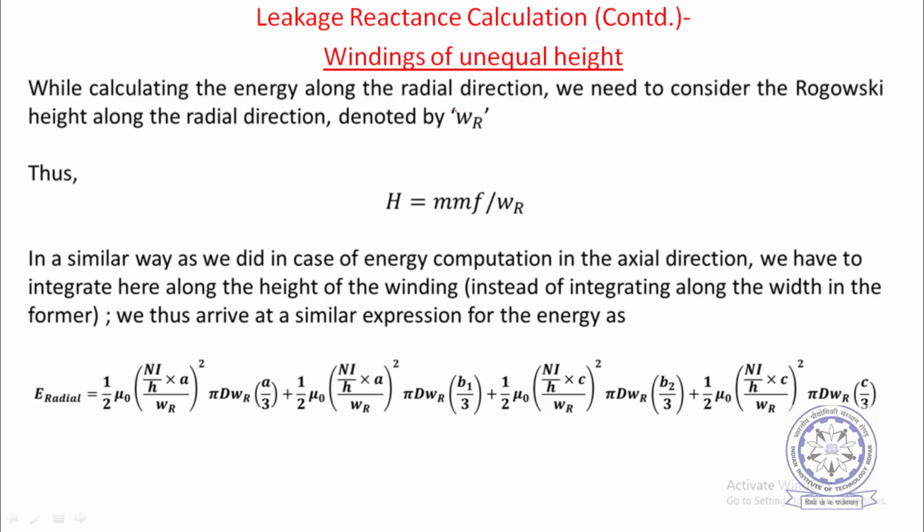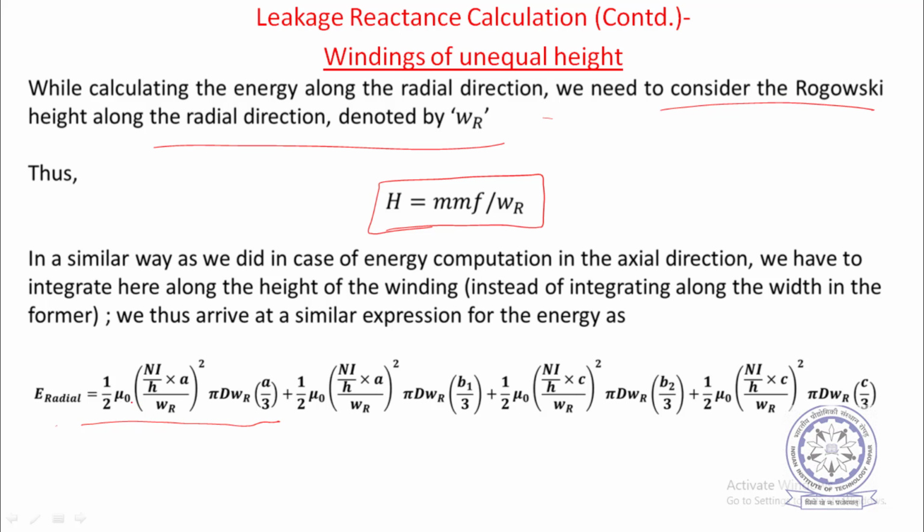Now, while calculating the energy along the radial direction, we need to consider the Rogowski height along the radial direction, denoted by WR. So H in this radial direction is equal to MMF by WR. In the vertical direction it is HR, and in this direction WR. Using that, the radial energy stored is simply half mu naught Ni by H into A by WR, whole square. This is H square, and then this is the volume, and similarly again this is H square in the other one, and then again this is the volume. This is all radial energy.